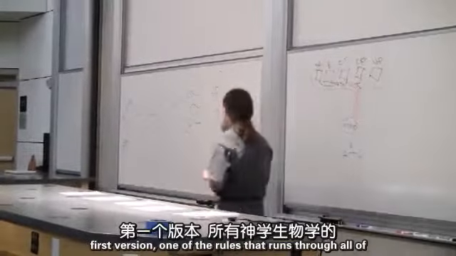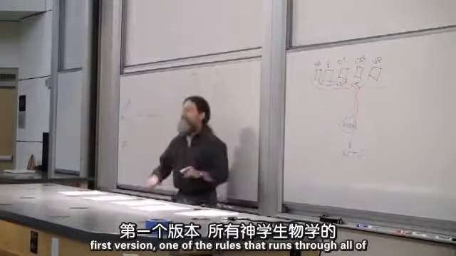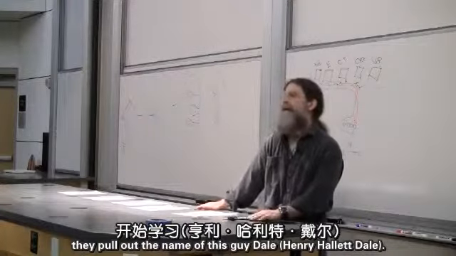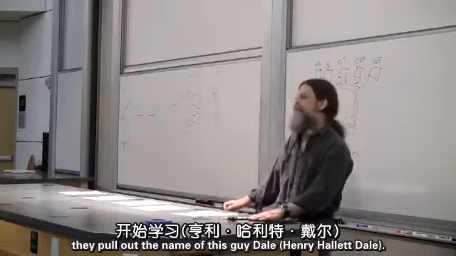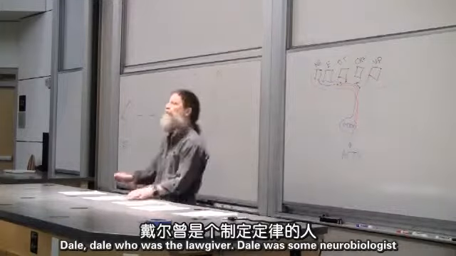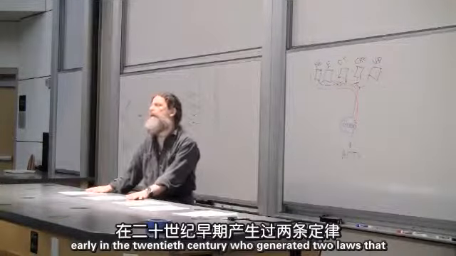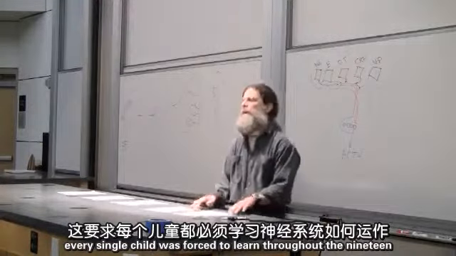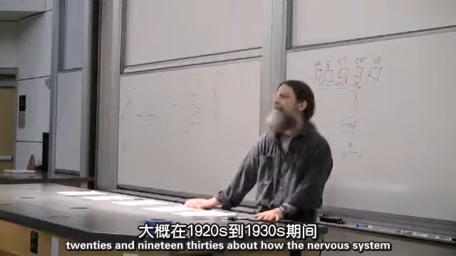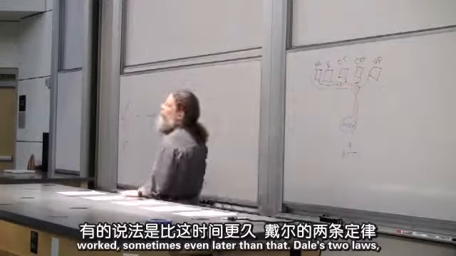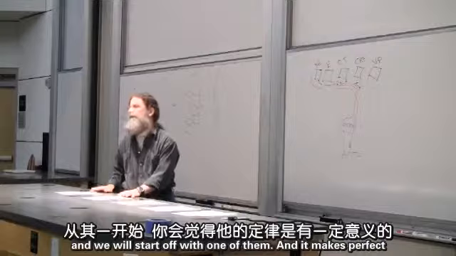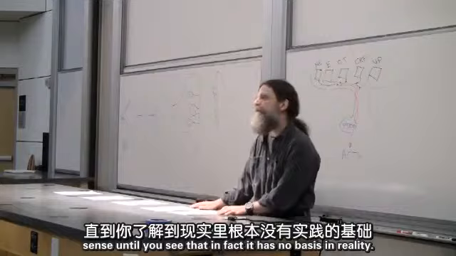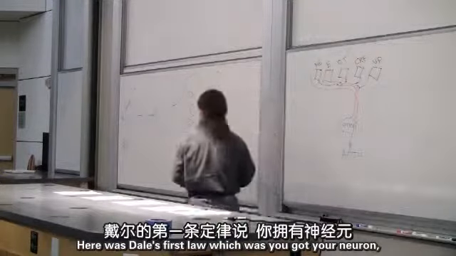Okay, first version. One of the rules that runs through all of neurobiology, you start learning the field, and at some point, they pull out the name of this guy, Dale, who was the lawgiver. Dale was some neurobiologist early in the 20th century who generated two laws that every single child was forced to learn throughout the 1920s and 1930s about how the nervous system worked. Sometime later than that, Dale's two laws, and we will start off with one of them. And it makes perfect sense until you see that, in fact, it has no basis in reality. Here is Dale's first law.